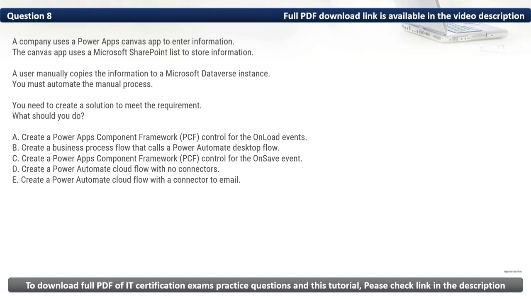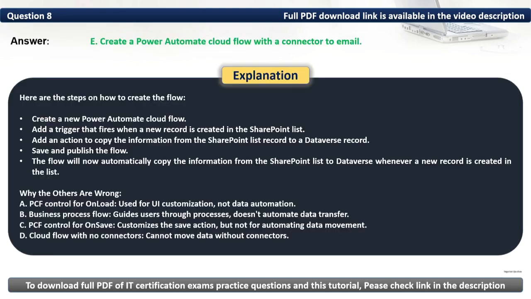Based on the question, let us first discuss the incorrect options. About option A, PCF control for onload. It is used for customization, not data automation. About option B, business process flow. It guides users through processes. It doesn't automate data transfer. About option C, PCF control for on-save. It customizes the save action but not for automating data movement. About option D, we cannot move data without connectors. As such, we should create a Power Automate Cloud Flow with a connector to email. Thus, the correct option is E.